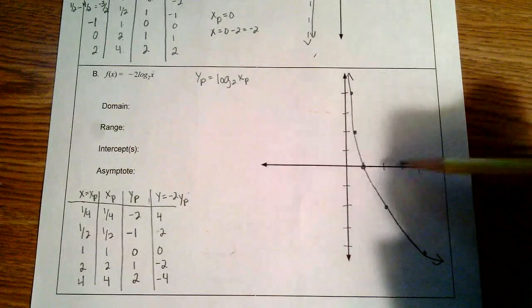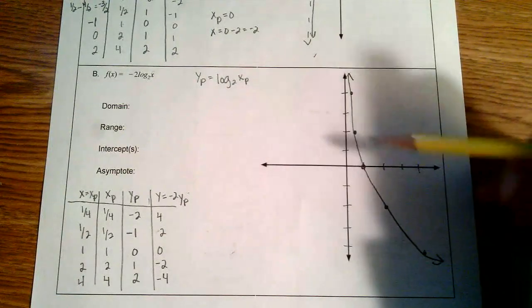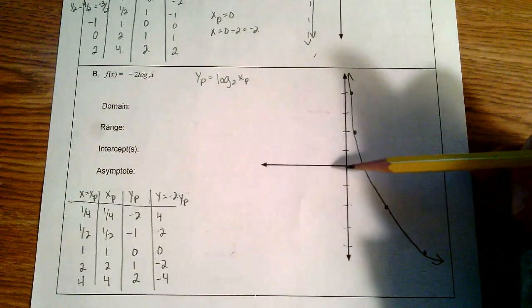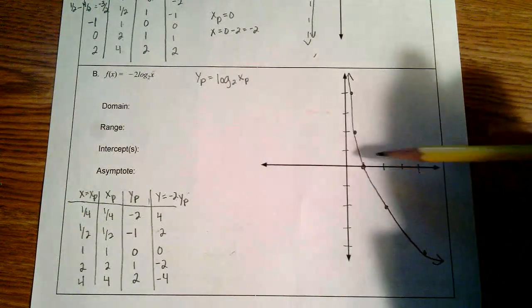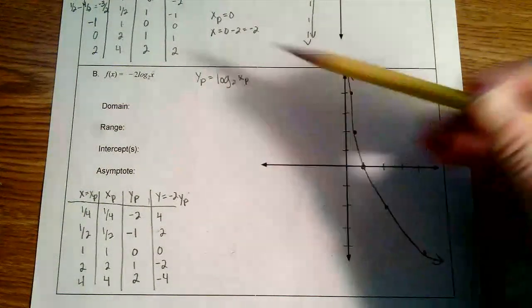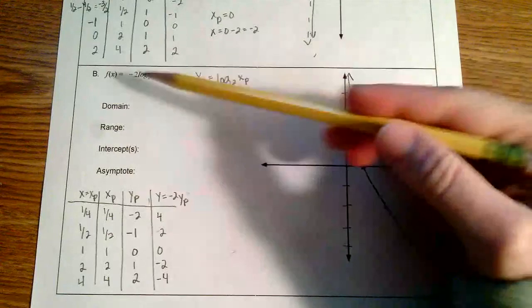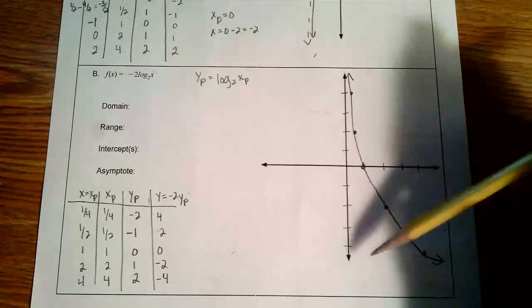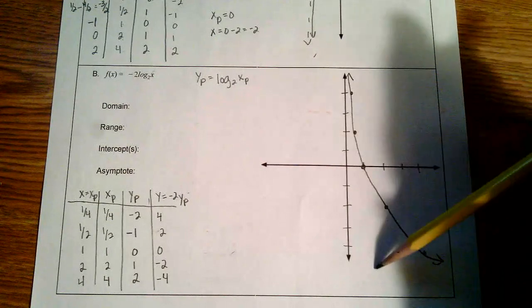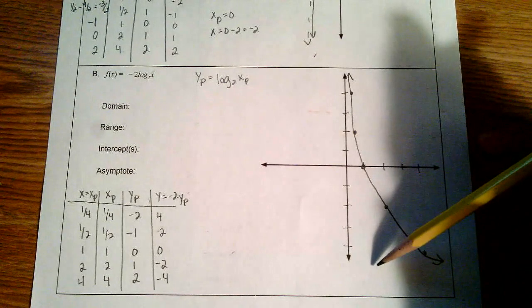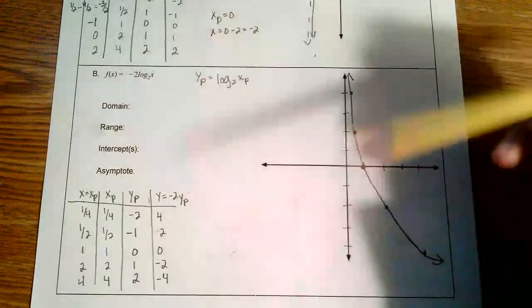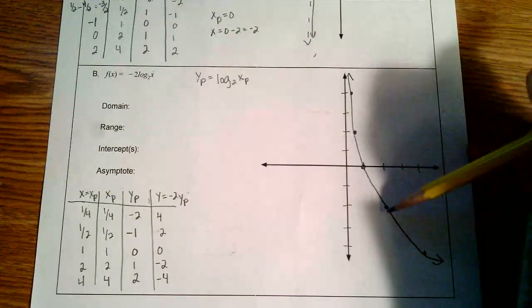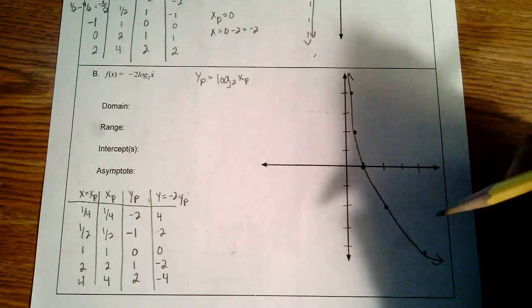Okay, I didn't have a vertical shift, and I didn't have a horizontal shift. What I did have was a reflection over the x-axis, and so this does look like a reflection from the graph I found on the previous side. And I have a stretch of 2, a vertical stretch of 2, which it looks like to me as well.